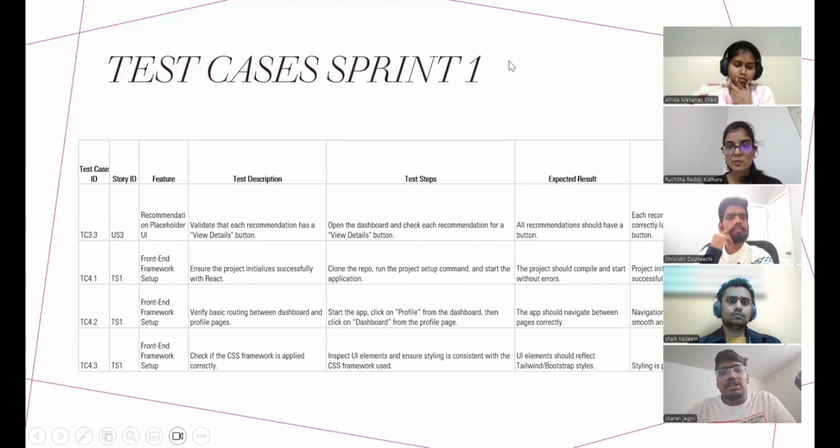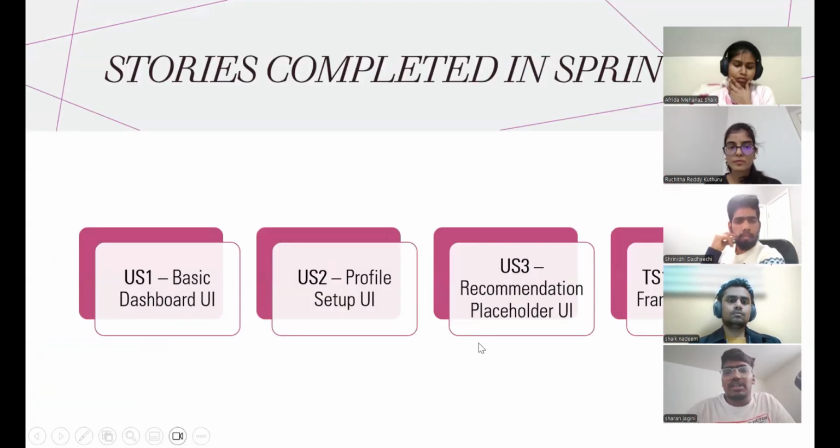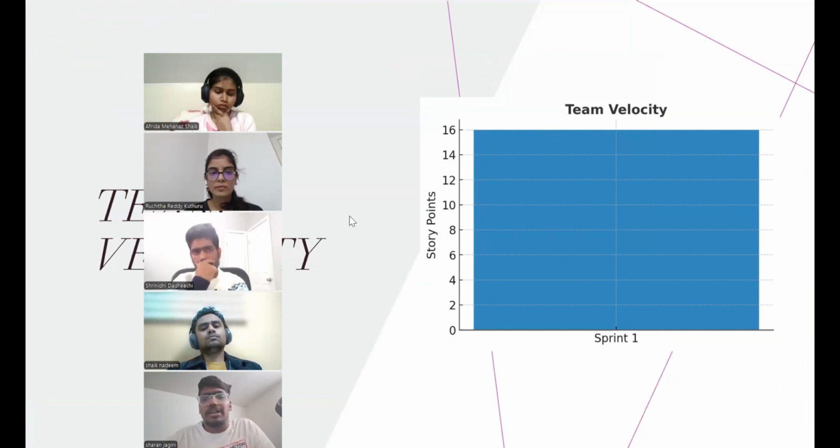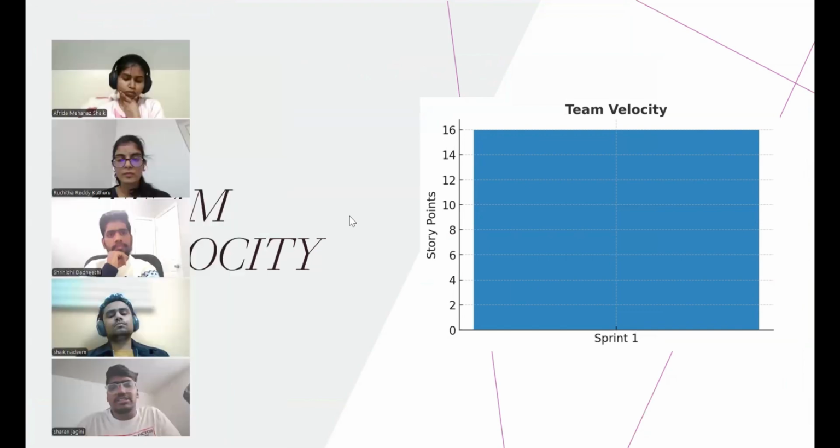Team velocity: our sprint one velocity is measured in completed story points. Total story points completed is 16. The graphic representation displays sprint 1 progress. This gives us a baseline for planning future sprints and understanding team performance.